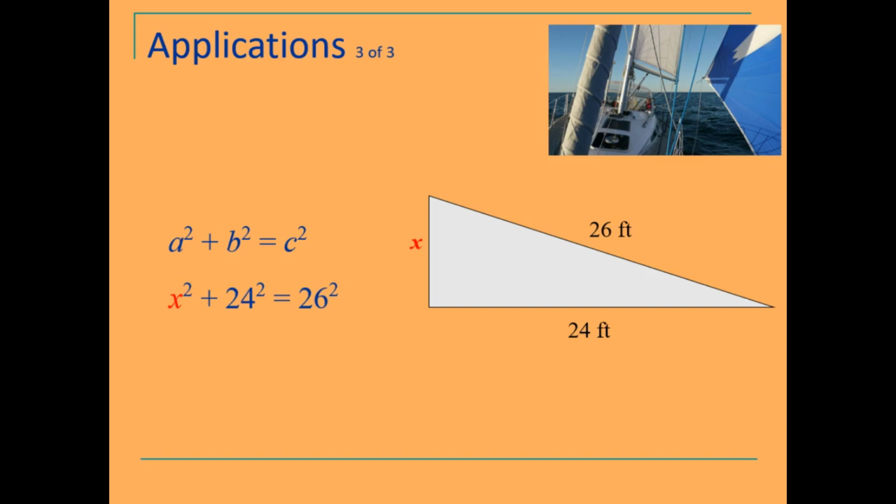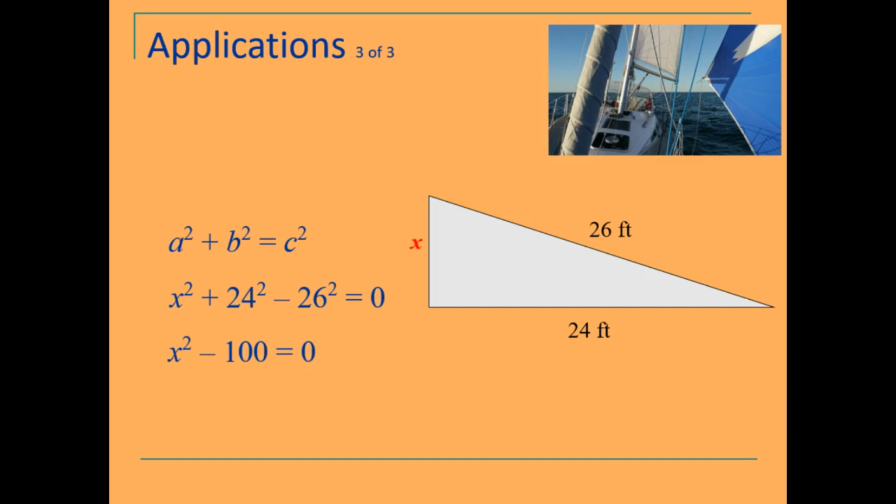Replacing the values with what we know, our missing leg will be represented with an X. The other leg, 24, will replace B, and is equal to the hypotenuse of 26. Each of these values is squared, and the legs squared are added. Simplifying this, squaring 24 and 26 and subtracting results in the following equation.